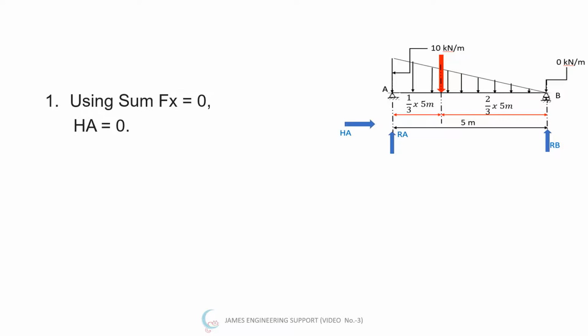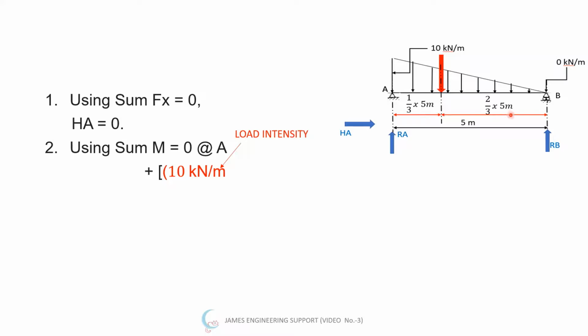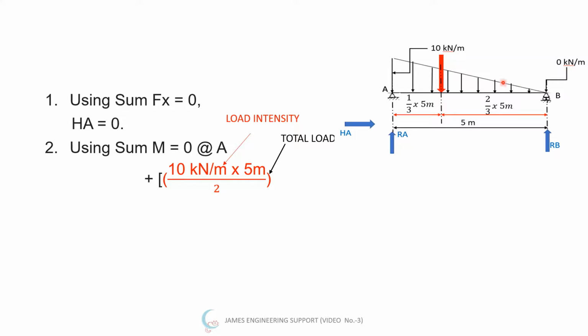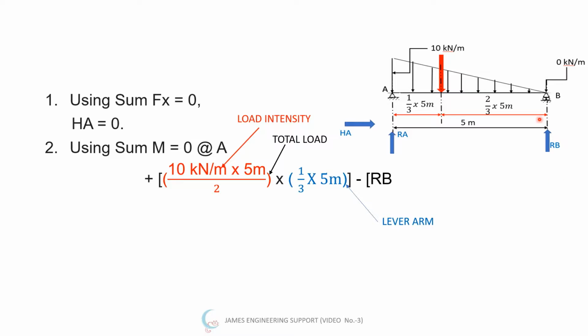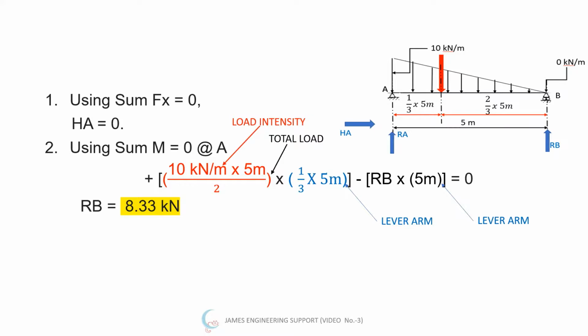So let us start the problem. HA will be equal to 0 as there is no load. So we will consider the moment at A. 10 kilonewton per meter multiplied by 5 divided by 2 will be the total load. And then the lever arm will be 1/3 of 5 meter. So this will create the positive clockwise moment. So negative moment will be minus RB multiplied by 5 meter. After equating it to 0, we will get the answer RB as 8.33 kilonewton.